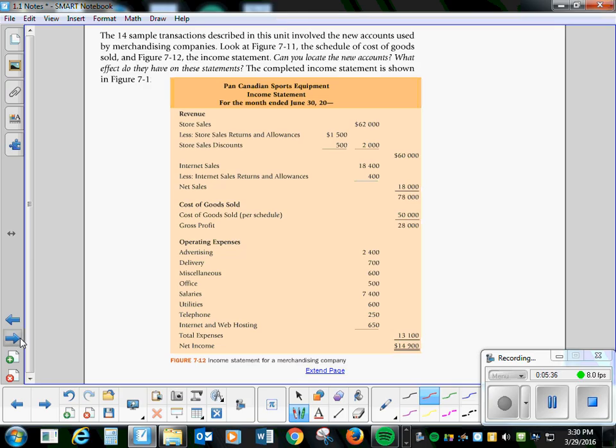Okay, and then if you were to look at your income statement now, you have your revenue section, you have your cost of goods sold section, and you have your operating expense section there. So that you can go back and you can refer to that. Every income statement is going to look the same. It's just going to have different numbers in there. So that's a good one to go back to and look at.